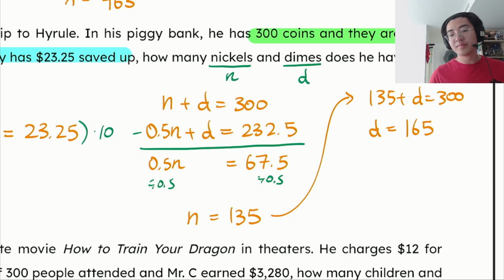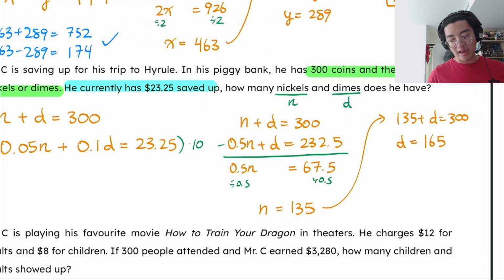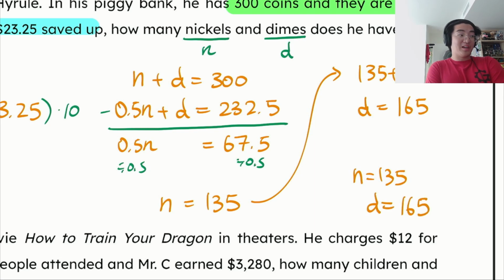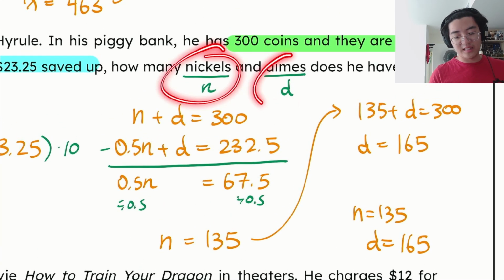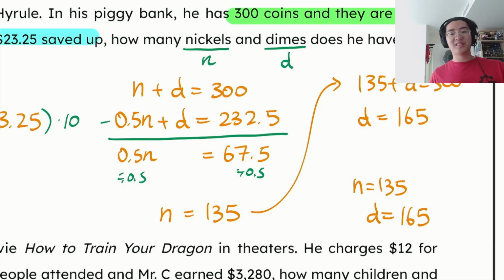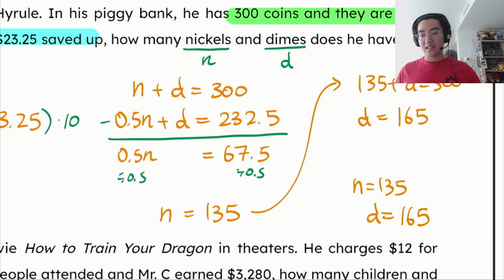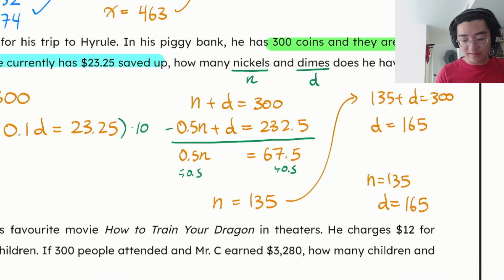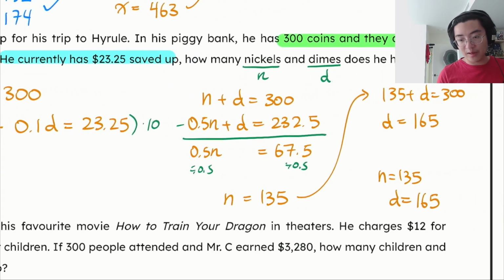Right, of course, our answer now is n is 135, d is 165. But I have no idea what that means, right? Of course, at the beginning, we said that n is nickels and d is dimes, but the reader doesn't always know that. If you just give me x is this, y is this, then I have no idea what you're talking about. X could be anything, y could be anything. So whenever we give our answer, we have to specify what it is.